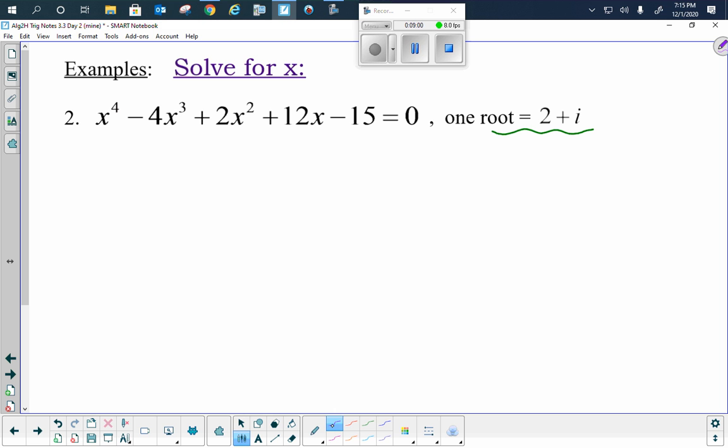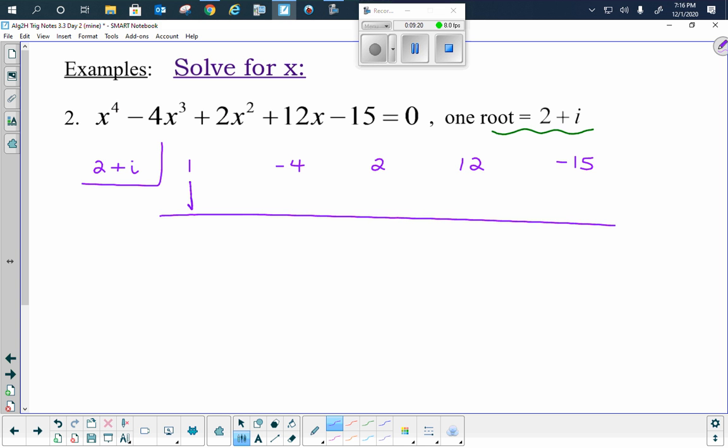Okay, so here we go. 2 plus i up in the batter's box. 1, leave yourself a lot of room. Negative 4, 2, 12, and negative 15. Okay, draw a line, drop the 1. 1 times that quantity, yes, you have to distribute it, but it would be 2 plus i. Adding straight down, make sure you're combining like terms. So negative 4 plus 2 is negative 2, and there's no other i term, so just plus i.